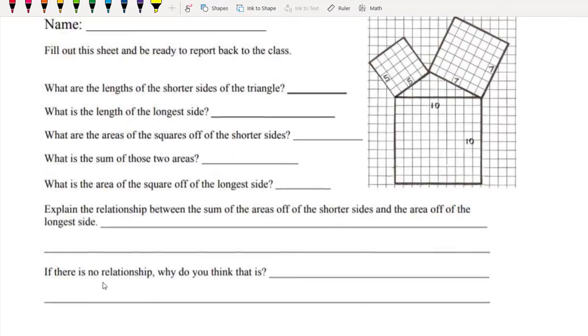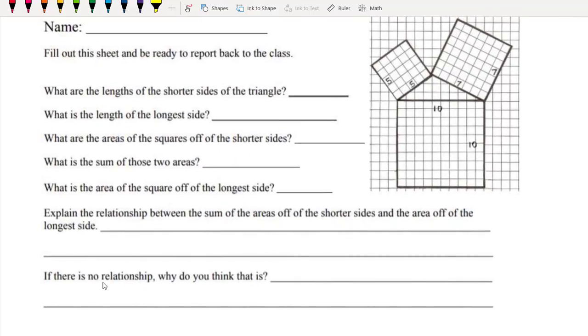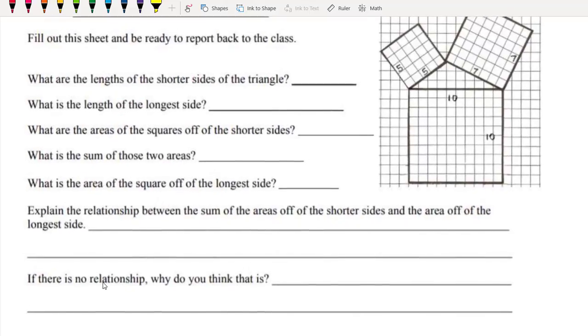So looking at this one, what are the lengths of the shorter sides of the triangle? The two shorter sides are 5 and then the other one 7. We got 7 here and 5 here. What is the longest side? 10.